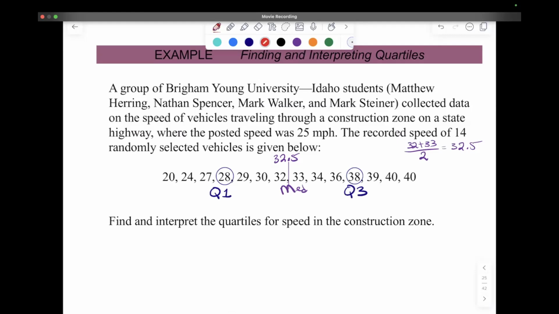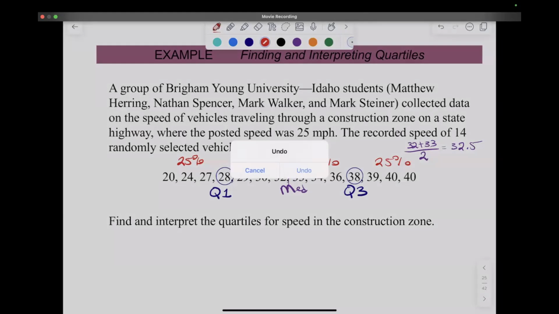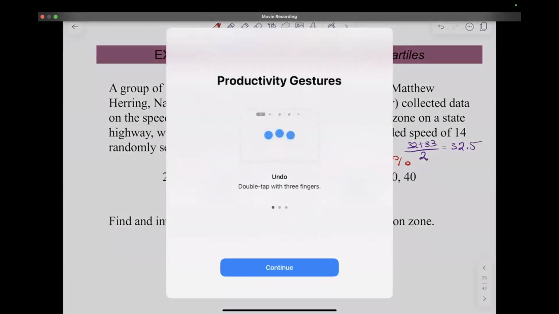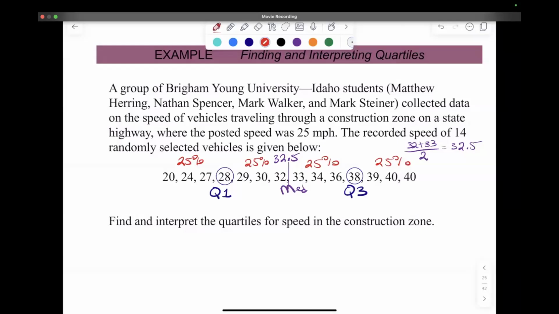It's really that simple. And so all the interpret part is that this is 25% of my data. This is 25% of my data. This is 25%, and this is 25%. It broke it into quarters. Uh-oh. Broke it into quarters. Okay, so that's all quartiles do, is break it into quarters. Questions?